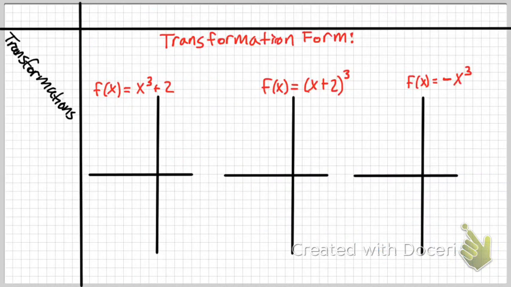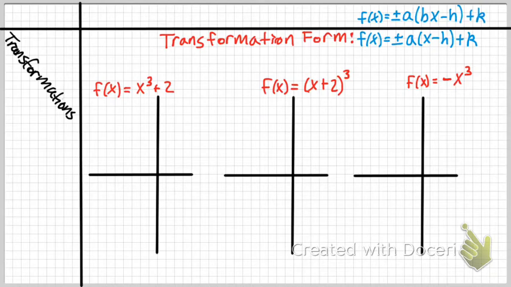So let's just go through some transformations for this function. Remember, our transformation form doesn't change, just the function that we end up using. So f of x is equal to plus or minus a times (x minus h) plus k. And then we're actually going to go into a little bit more in-depth version of it as well. You can do this version, which is f of x is equal to plus or minus a times (b times (x minus h)) plus k. And on each of these functions, they're going to have a cube up here in this position.